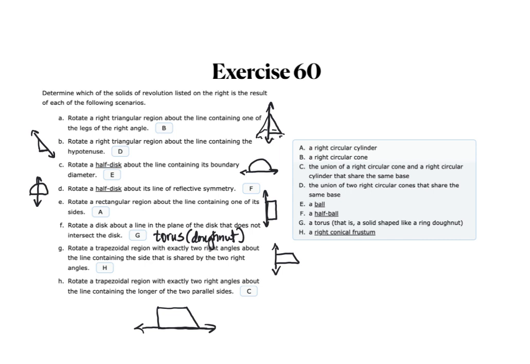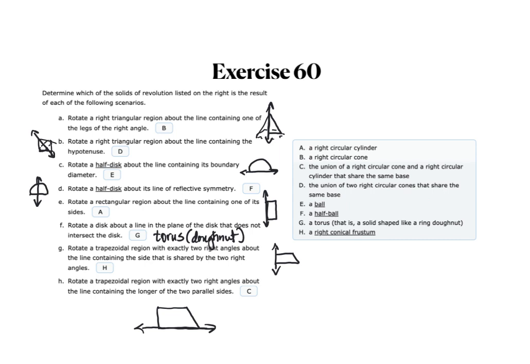For part B, if I rotate a right triangular region about the line containing the hypotenuse, and you can picture that here, what I'm going to end up getting is the union of two cones. So the union of two right circular cones that share the same base. So this figure would rotate like that, and I'd end up with two cones that share the same base.